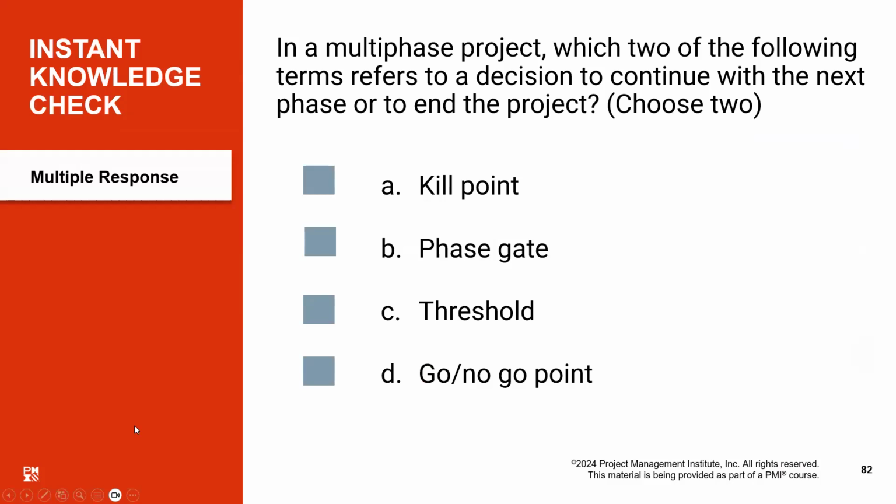Another question: in a multi-phase project, which two of the following terms refers to decisions to continue with the next phase or to end the project? What have we studied just now? I did talk about some kind of gateways. What are they called? Two of them, A and B, are correct. What are you waiting for? It's simple. A and B, that's it.